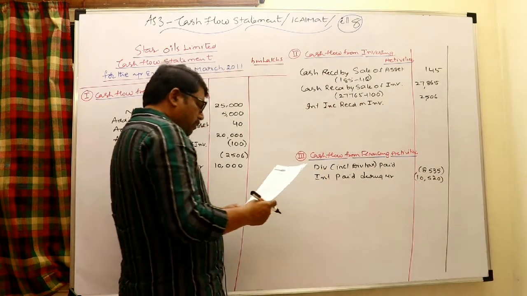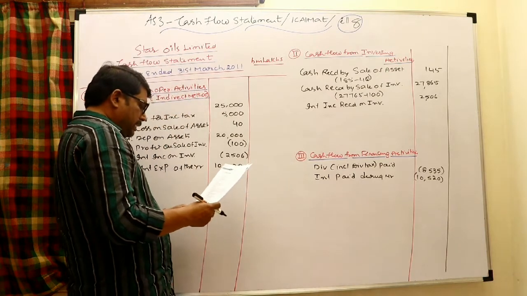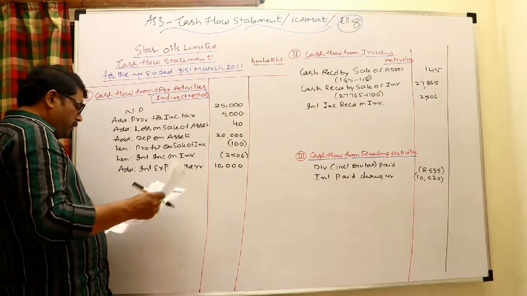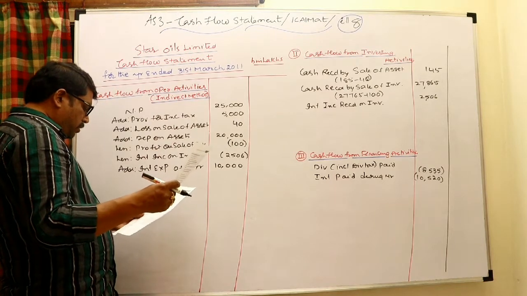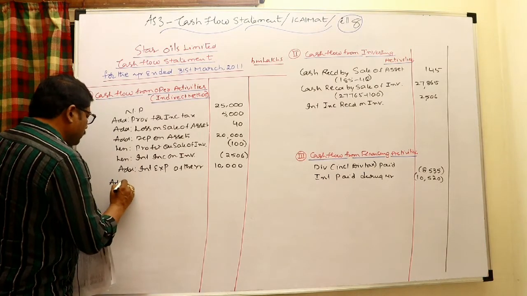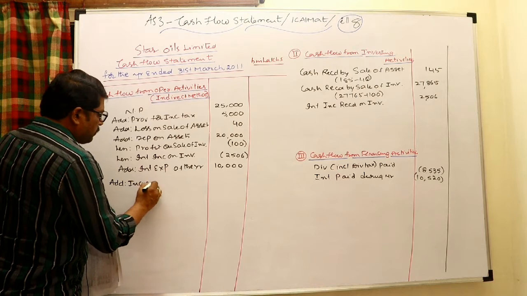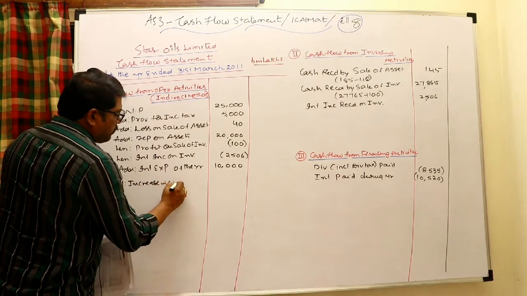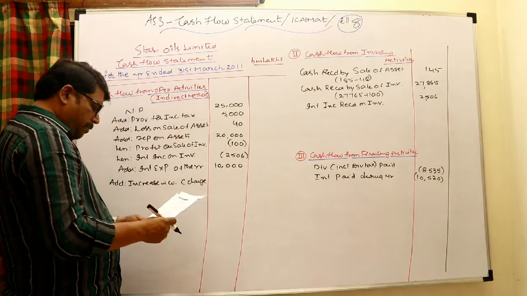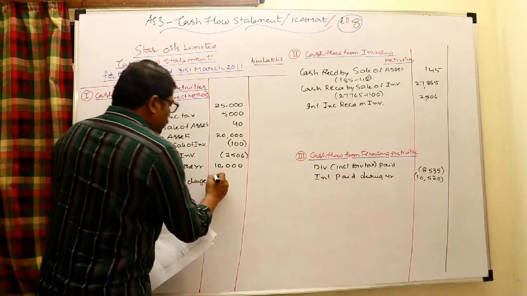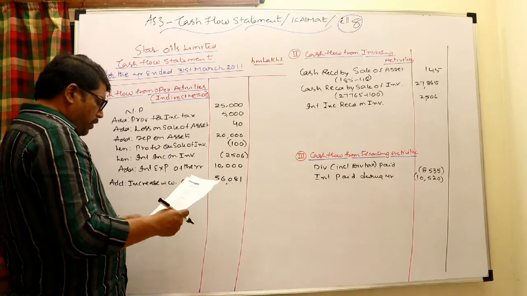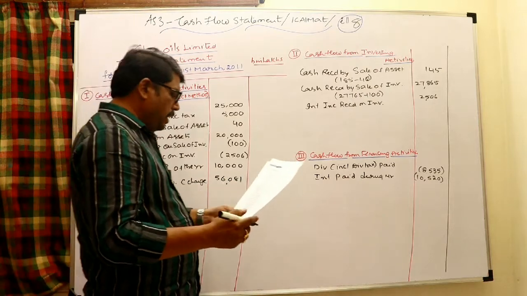10,520. Increase in working capital change, of course you have to consider here. Increase in working capital change should be considered here. So increase in working capital change except cash balance 56,081.